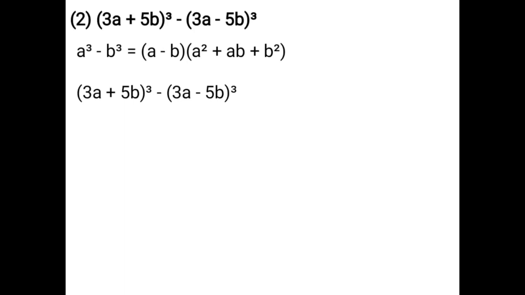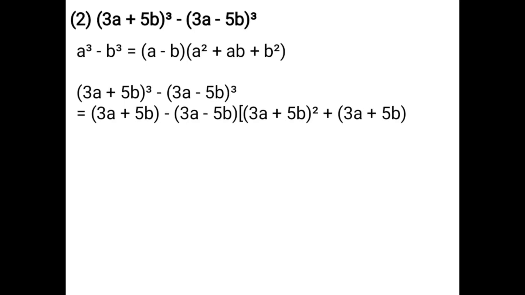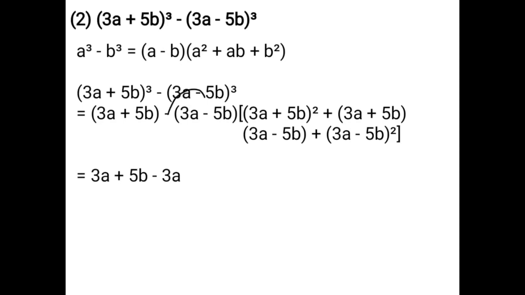That is equal to a − b, which is (3a + 5b) − (3a − 5b), times a² + ab + b², which is (3a + 5b)² + (3a + 5b)(3a − 5b) + (3a − 5b)². Next step, open the bracket of (3a + 5b) − (3a − 5b). That is 3a + 5b, minus into plus is minus, that is minus 3a, minus into minus is plus, that is plus 5b.